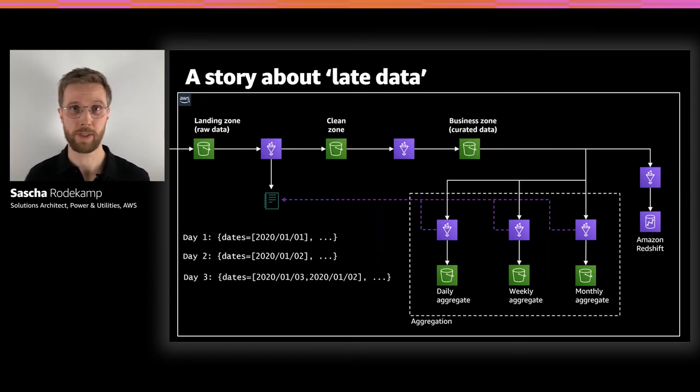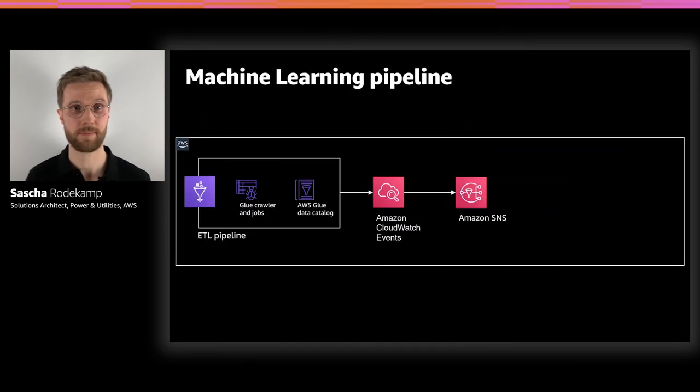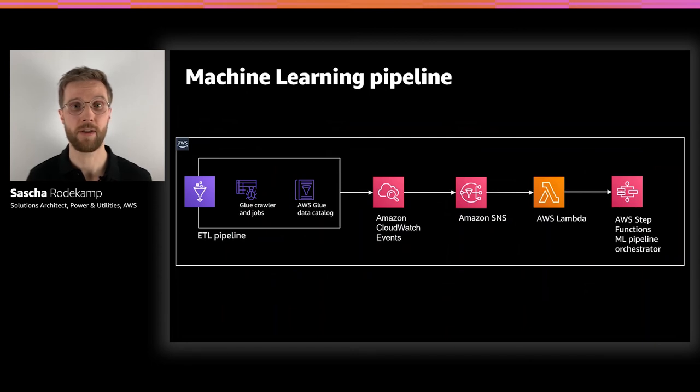The next step would be to trigger our machine learning pipeline. And for that, we know that Glue writes each job state change to CloudWatch events. From there, we're forwarding everything to Amazon SNS, where we have a couple of subscribers. One of these subscribers is a Lambda function that reacts on the success notification of the last job. This Lambda function then triggers our machine learning pipeline orchestrator. This pipeline orchestrator is responsible for all our machine learning related tasks, and it is a state machine itself.